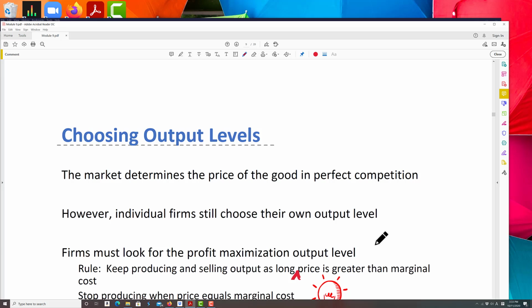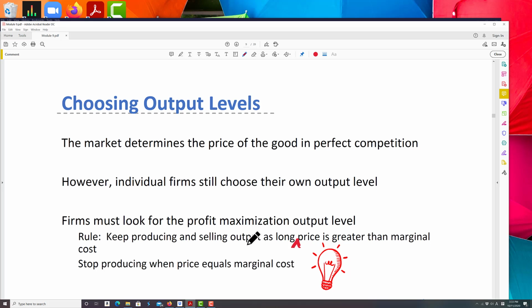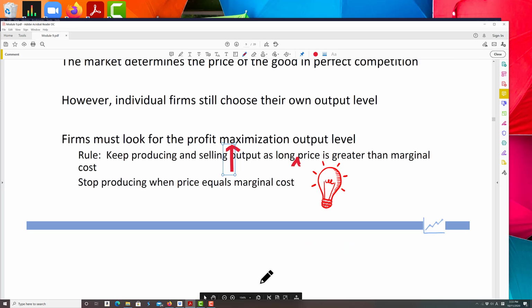So how does a competitive firm choose its output level? Well, as long as price is greater than marginal cost, the firm should keep increasing the output as long as price exceeds marginal cost. But once price equals marginal cost, you have to stop there, hold your horses. No more output beyond this level of output, okay? That's how a competitive firm chooses its equilibrium output.